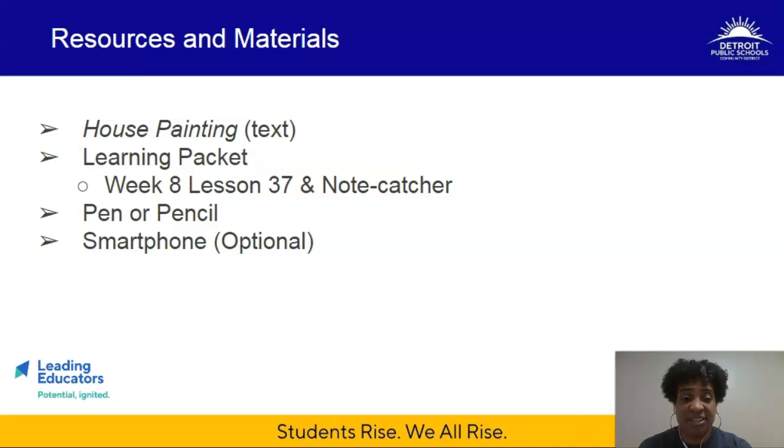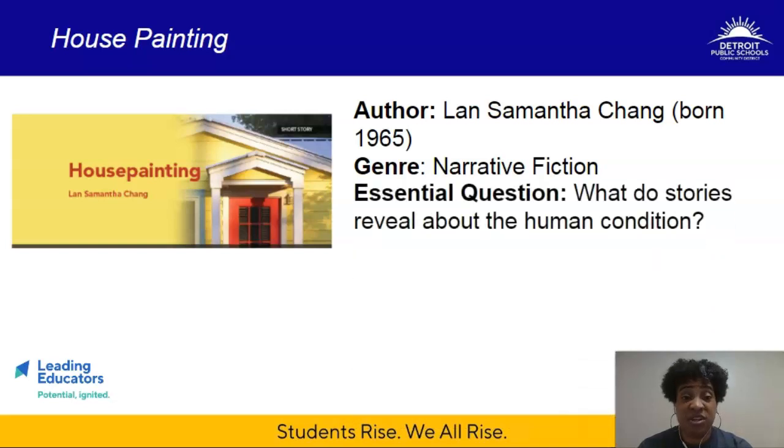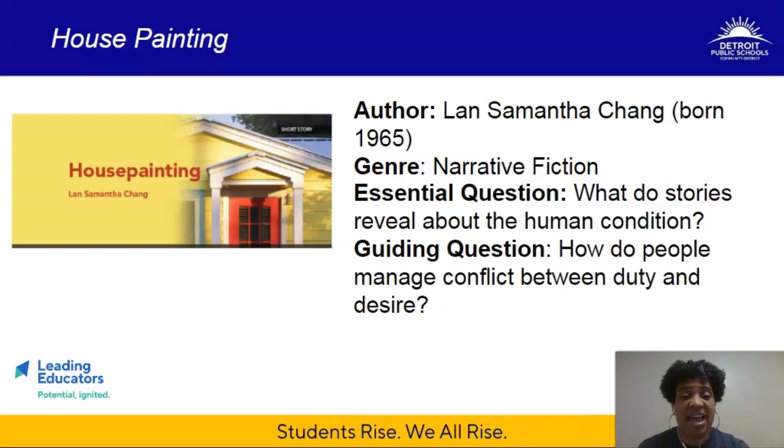Background information, as I said from the top of the video, it's written by Samantha Chang. It's a piece of narrative fiction. And it's focused on a main character who is wrestling with this idea of desire and expectation and duty. Connected to the essential question for the unit, what do stories reveal about the human condition? And more specifically, how do people manage conflict between duty and desire, as our main character attempts to do?